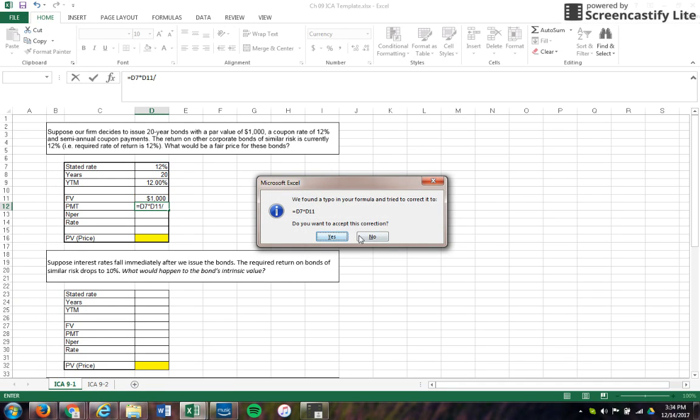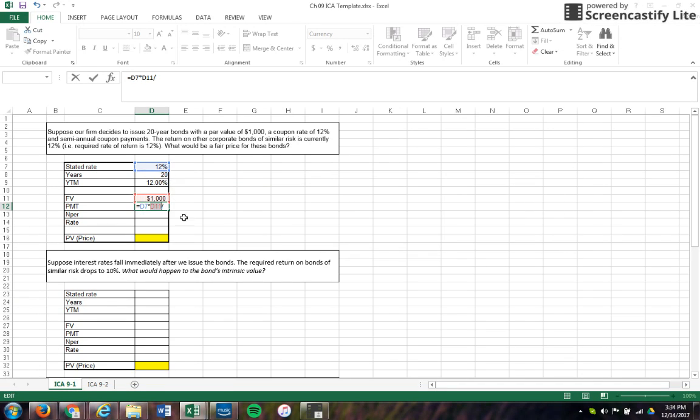Oops, sorry. No, I want my interest rate. So let's do that again. Let's go back, start over. My stated rate, semi-annually divided by 2 times my par value of $1,000. So semi-annual payments, I take my annual rate divided by 2, multiply it times $1,000. That gives me a $60 semi-annual payment.